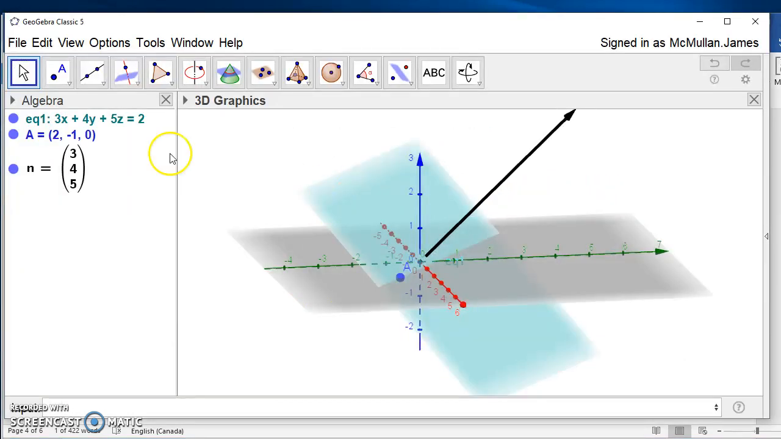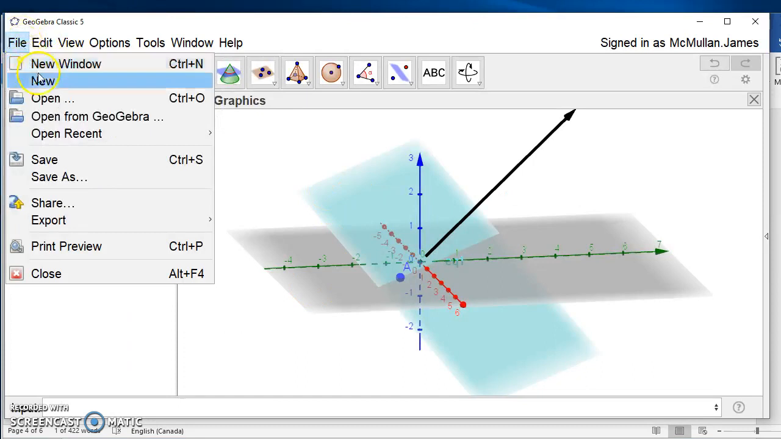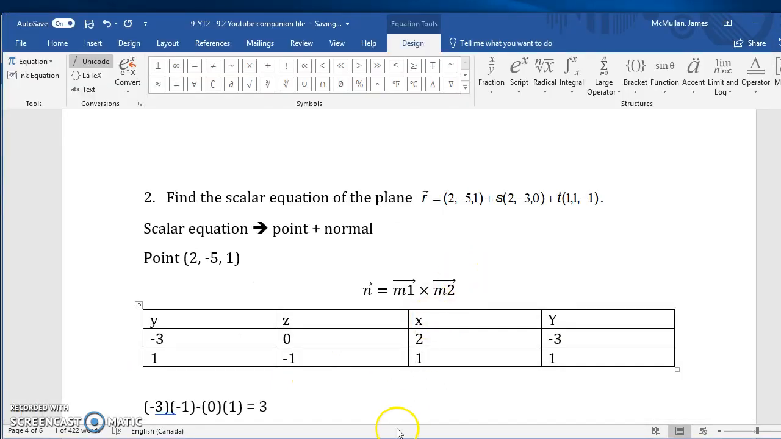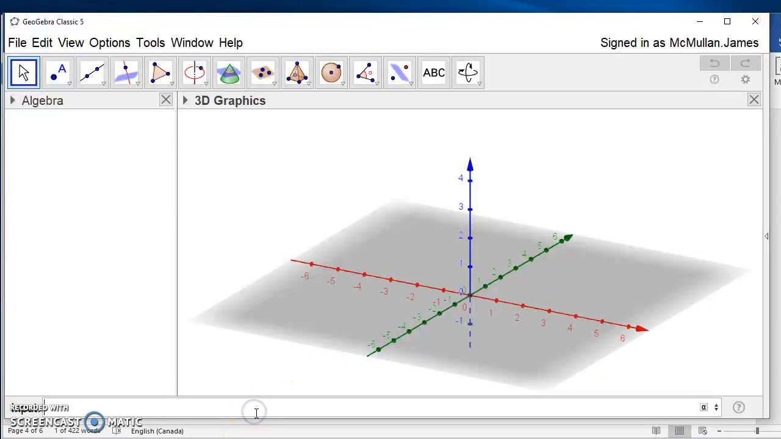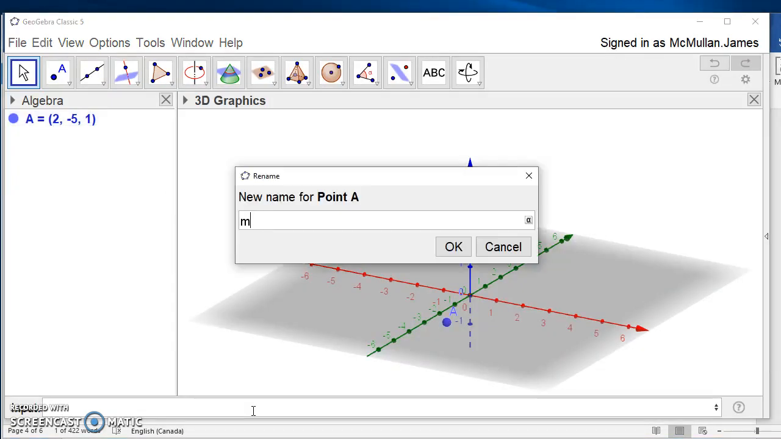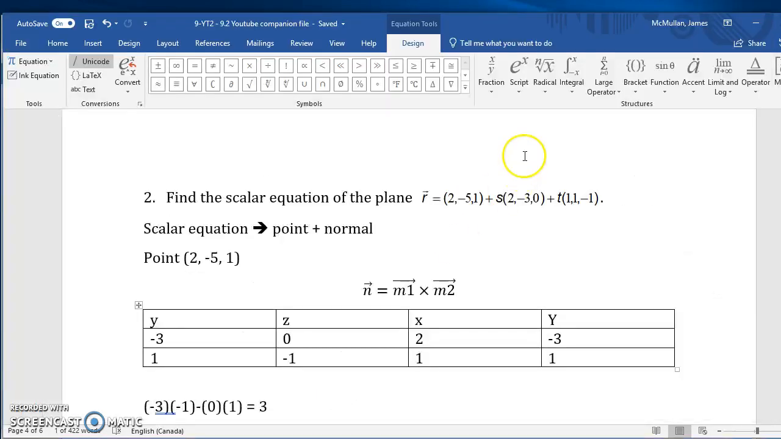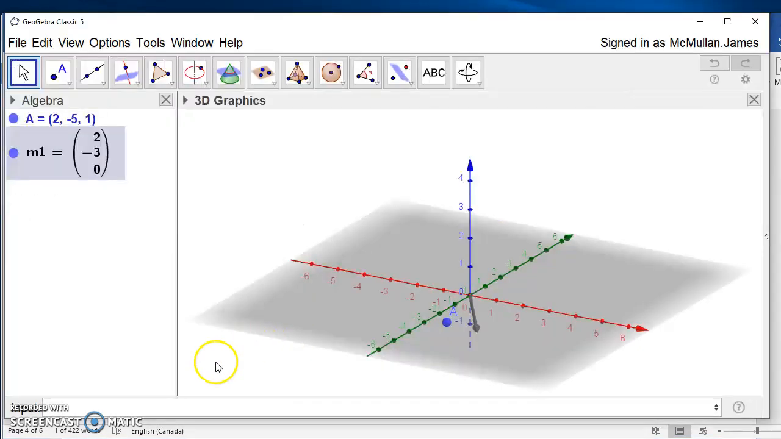Okay, let's take a second to prove that. So let's draw the original plane. Remember, GeoGebra is fine to draw a plane with a point and a vector. So A equals 2, negative 5, and 1. So there's the point it has to pass through. The first direction vector is 2, negative 3, 0. The next vector is 1, 1, negative 1.